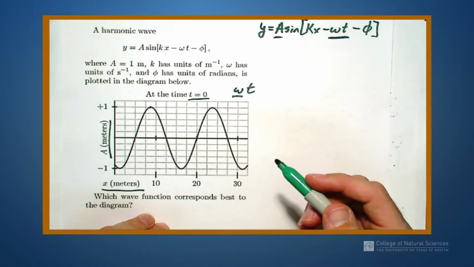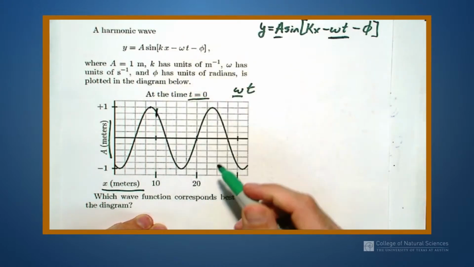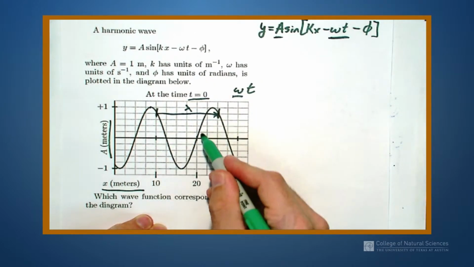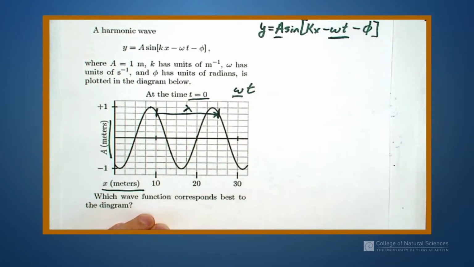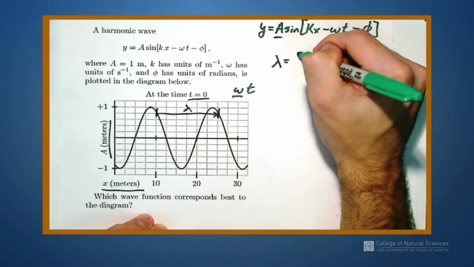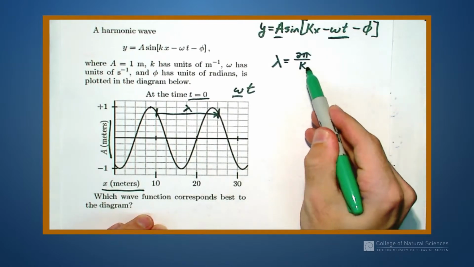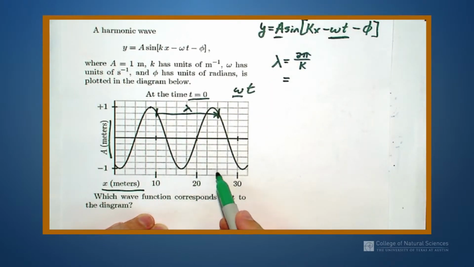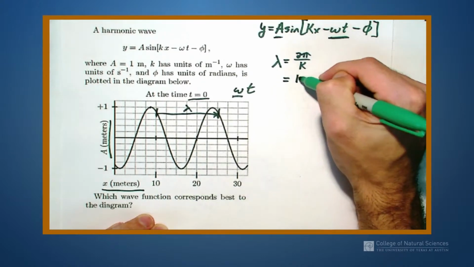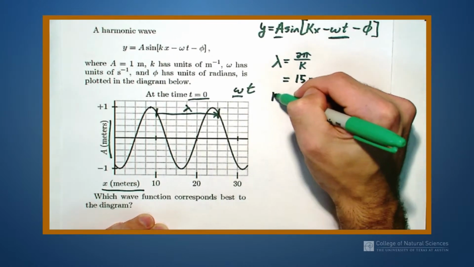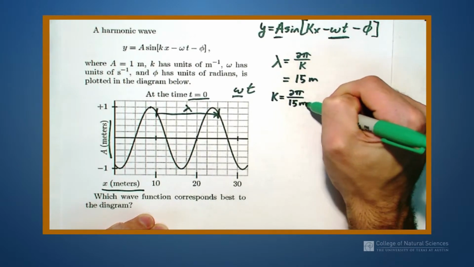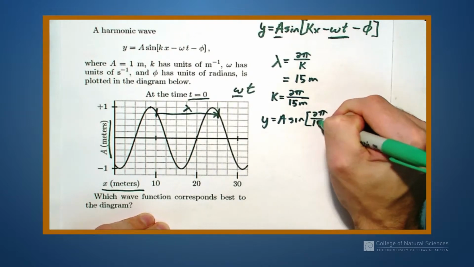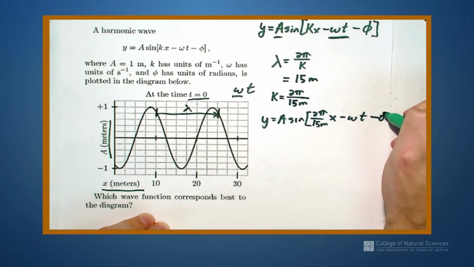I'm going to look at a couple of points here. Right here, this point and this point, the distance between the two, we go down, up, and a little bit back down, so I repeat myself. So this is one wavelength. I know that one wavelength is equal to 2 pi over k, k being our wave number. And I know that this lambda goes 10, 15, 20, 25, it's equal to 15 meters. So that means k is equal to 2 pi over 15 meters. So I can rewrite my equation: y is equal to A sine of 2 pi over 15 meters times x minus omega t minus phi.